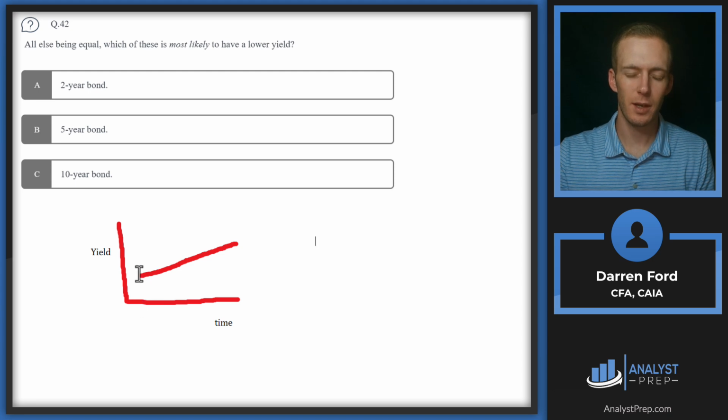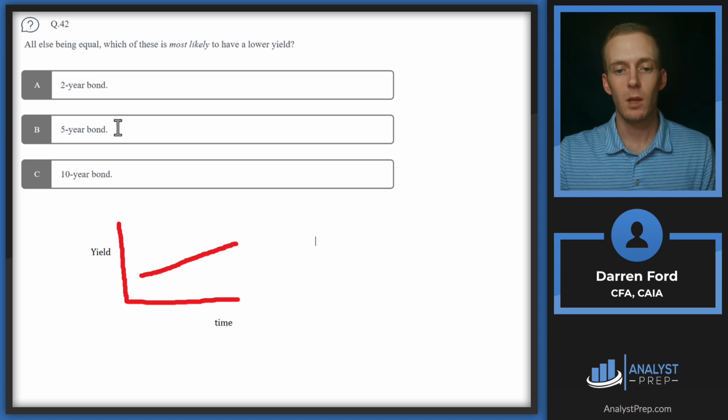Essentially, as we go further out on that x-axis, investors are generally going to require more yield if they're locking their capital up for longer. So for that reason, the yield curve generally is going to be upward sloping. So the 2-year bond might be down here, the 10-year bond is going to be up here. So all else being equal, we're generally going to have a lower yield on the 2-year bond. So A will be correct.